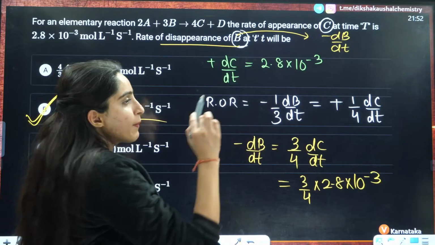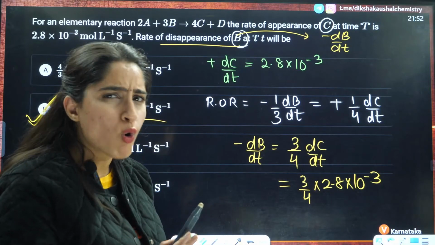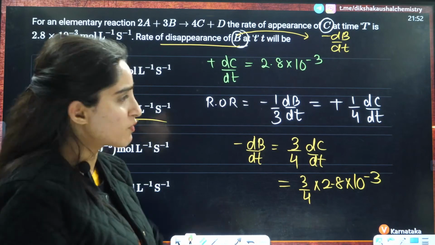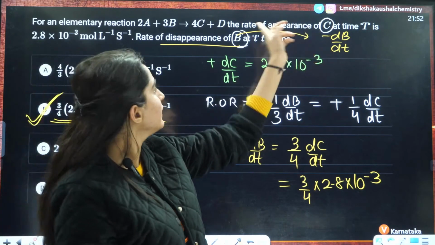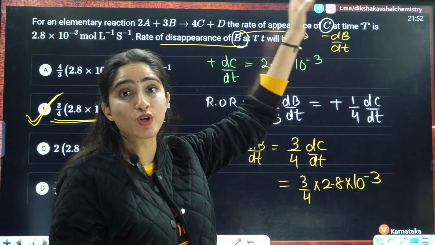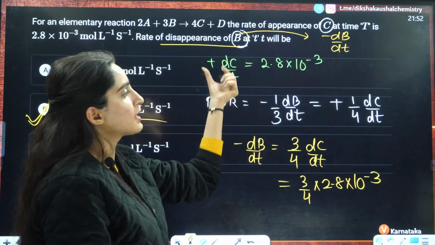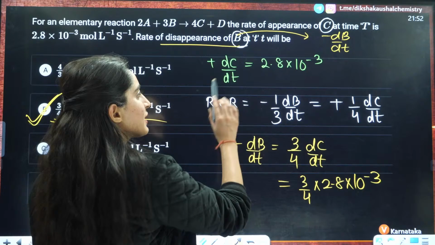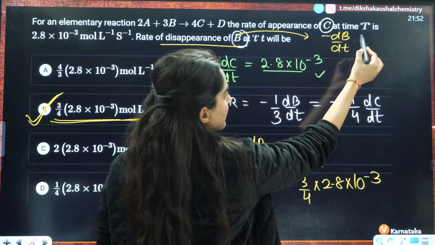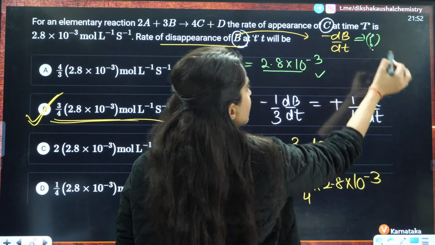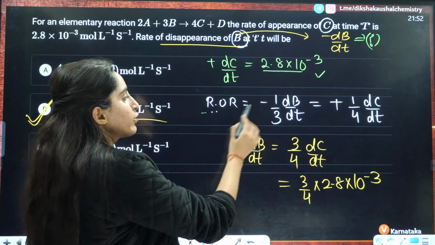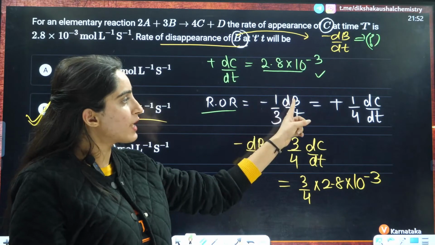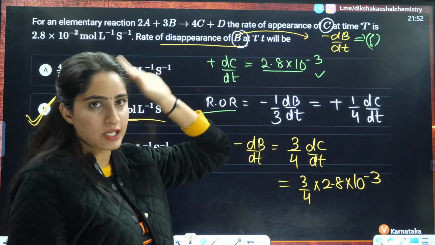Firstly, in rate of appearance and disappearance, there will be no division by the number of moles. It will be simple dC by dt, minus dB by dt. In rate of disappearance, you have minus because reactant is decreasing. In appearance, you have positive. Rate of appearance is given to be this much, and disappearance they are asking us. Now, how to have that connection? The connection is rate of reaction. But in rate of reaction, I want to see for B and C only.